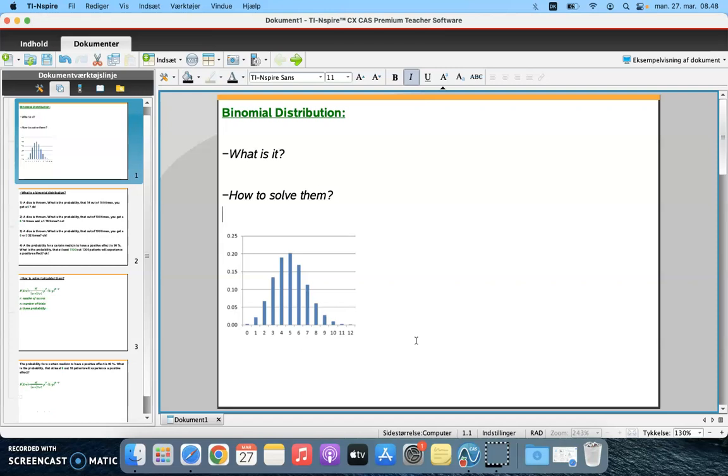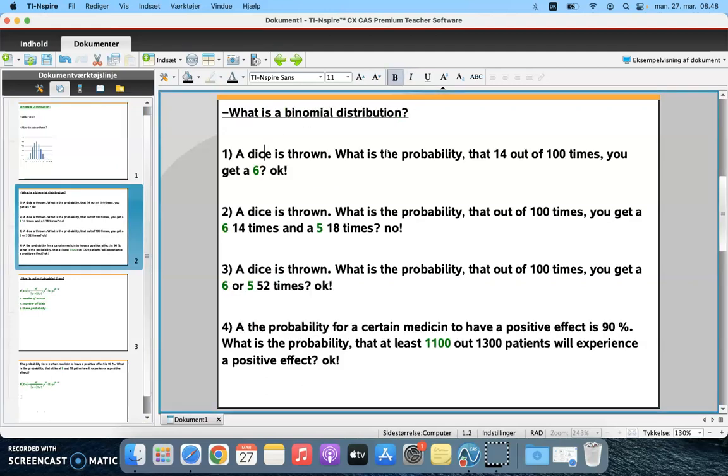Hi everyone, in this video I will tell you what a binomial distribution is and how to solve or calculate them. What is a binomial distribution? Well, we have the first example. It says a dice is thrown. What is the probability that 14 out of 100 times you get a 6? This one is a binomial distribution because there are only two outcomes you want to calculate. There is the success and the failure. So you either get 6 or you don't.